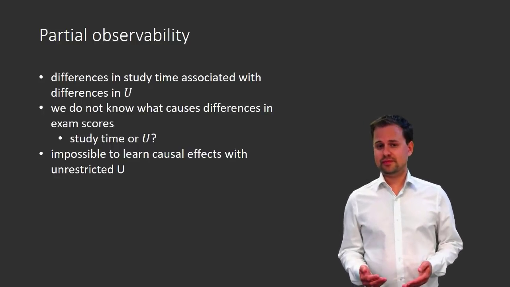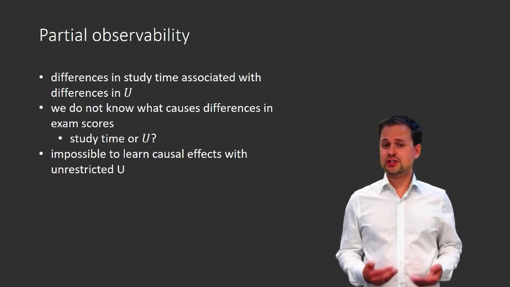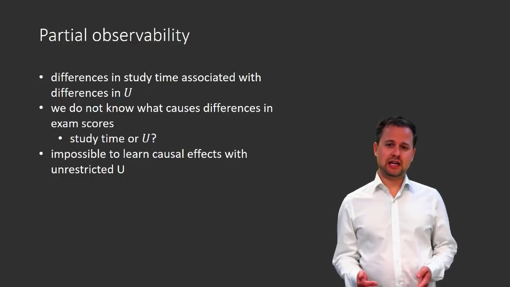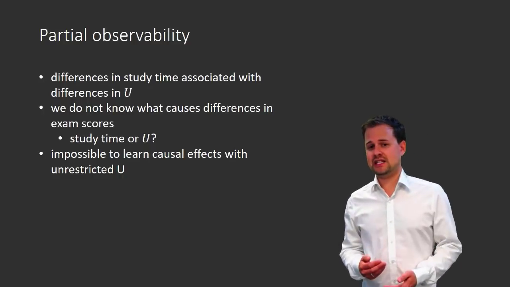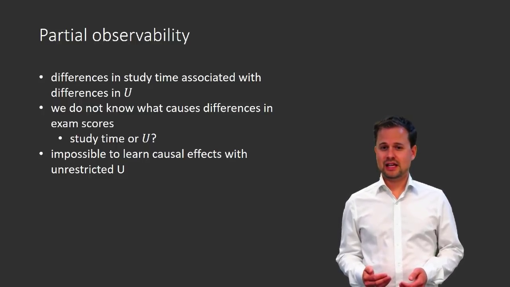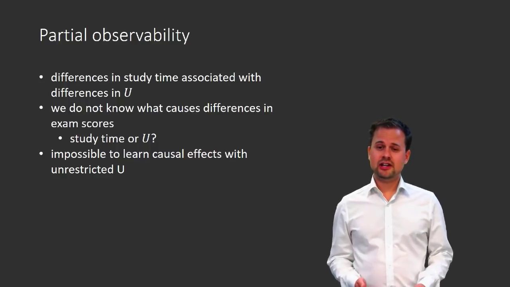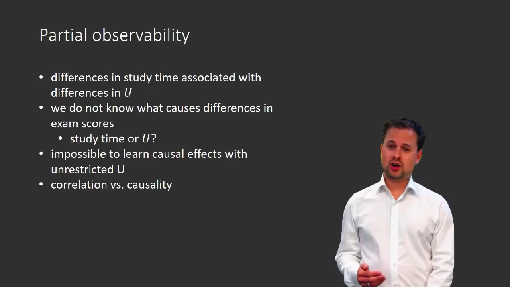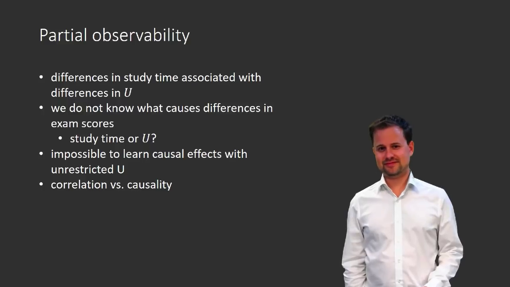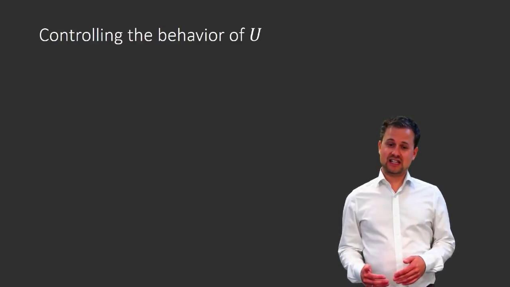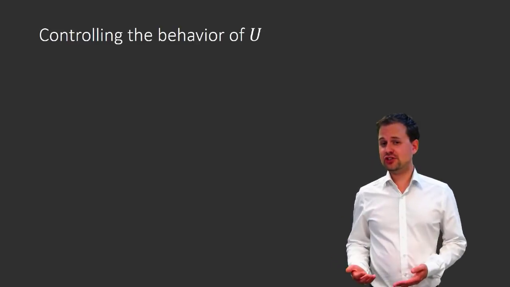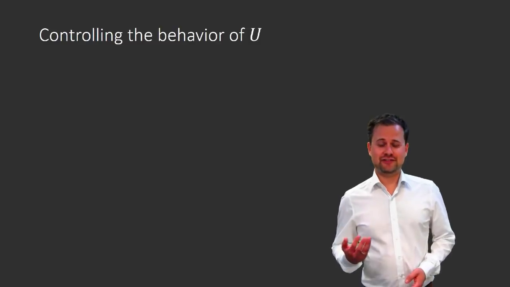In particular, as the example just illustrated, you can have very annoying behavior that causes correlations to have the opposite signs of the causal relationship. And this is just another reminder that you should never confuse correlation with the indication of a causal relationship. Let's move on to discussing an assumption about u that restricts the behavior of u to a sufficient degree so that we can actually learn causal effects.